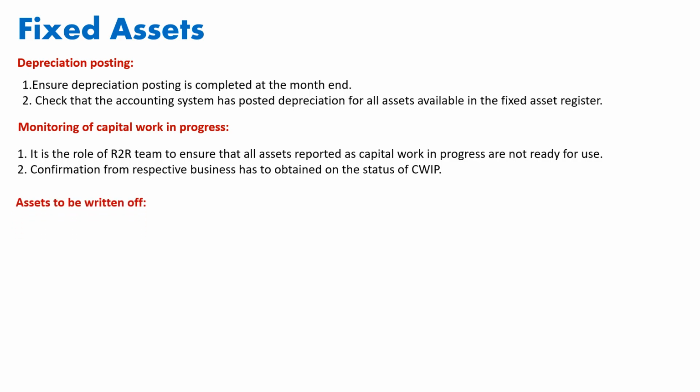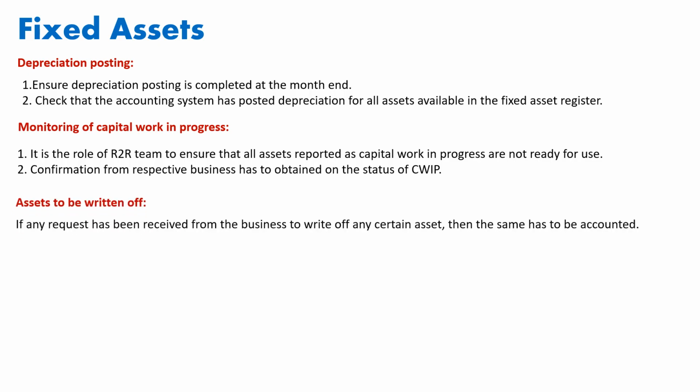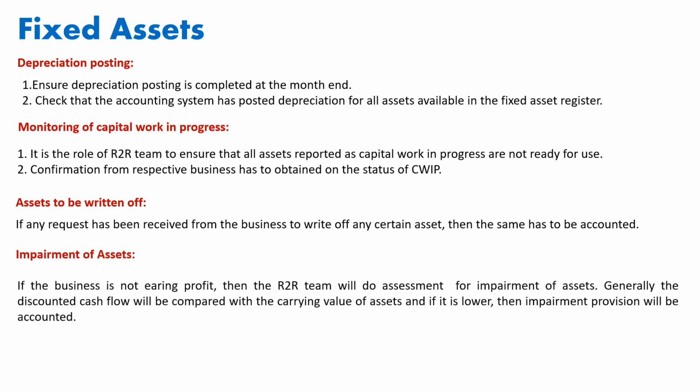Assets to be written off. If any request has been received from the business to write off certain assets, then ensure that before you close your books, you account for those and write off the assets from the fixed asset register. Impairment of assets. If the business is not earning profit, then the R2R team will do the assessment of impairment of assets. Generally, the discounted cash flow will be compared with the carrying value of the assets. And if it is lower, then the impairment provision has to be accounted. Correct? So if the carrying value is higher and the discounted cash flow is lower, then you are overstating your assets. Hence, you have to impair the asset value.